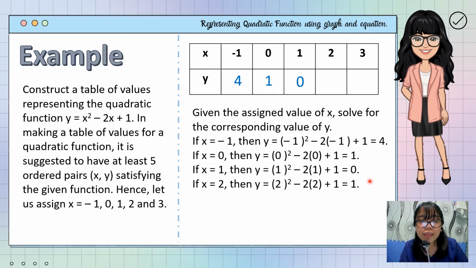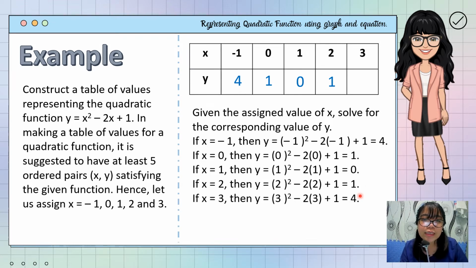Now what if x is equal to 2? If x is equal to 2, then y equals 2 squared minus 2 times 2 plus 1. 2 squared is equal to 4, minus 2 times 2 is equal to 4, so that is 4 minus 4, that is 0. What is left is 1. So if x is equal to 2, our y is equal to 1. So the next ordered pair is (2, 1).